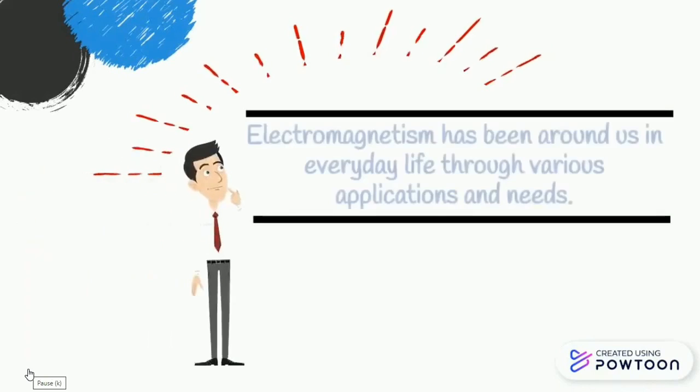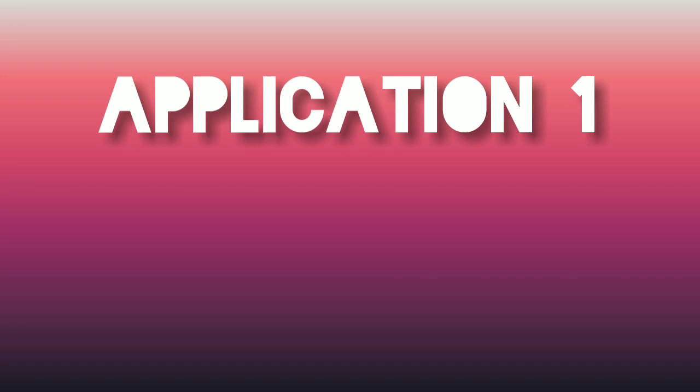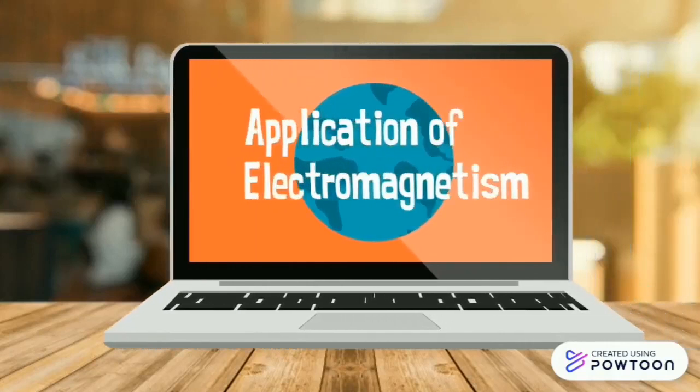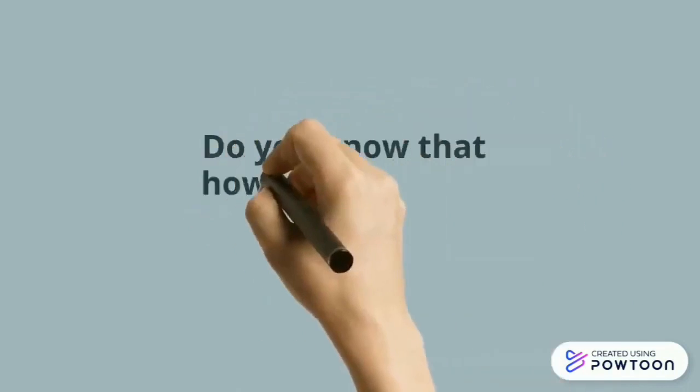Do you know, electromagnetism is around us in everyday life through various applications and needs. So let's continue with the applications. Now, I would like to explain the applications of electromagnetism in our daily life. First is the television. Do you know how the image on a television is produced?